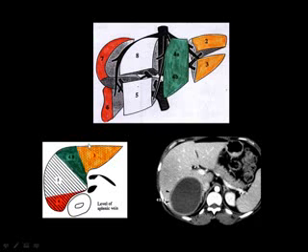How can you, in a simple way, know these segments? Just look at the CT scan of the abdomen, and you have to identify whether you are in the superior segments or in the inferior segments. What is the anatomic landmark?